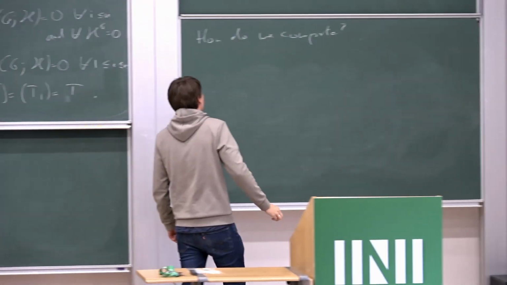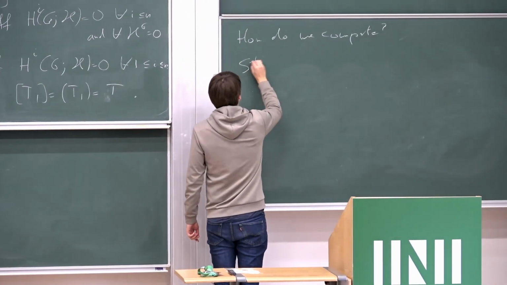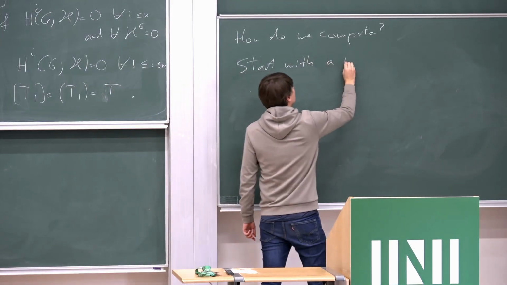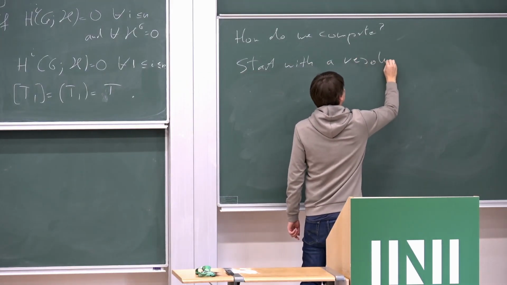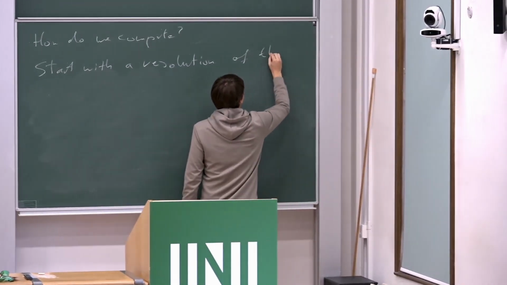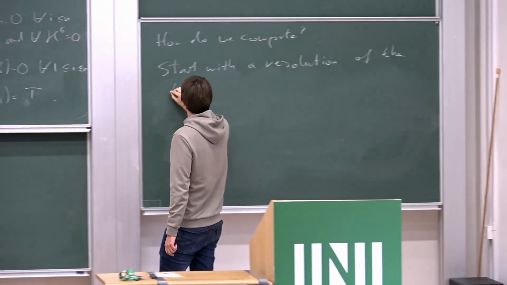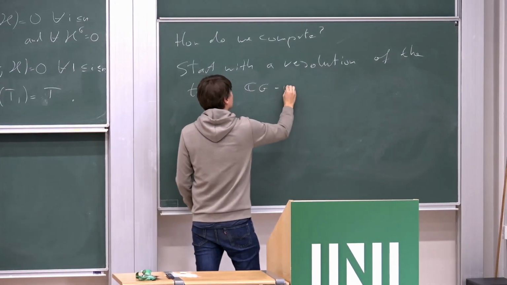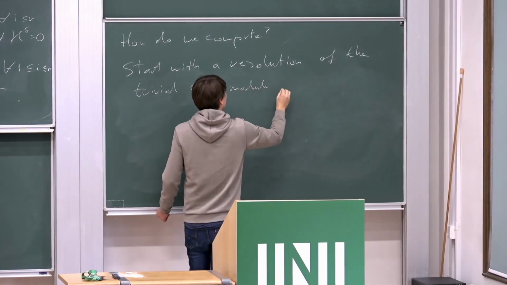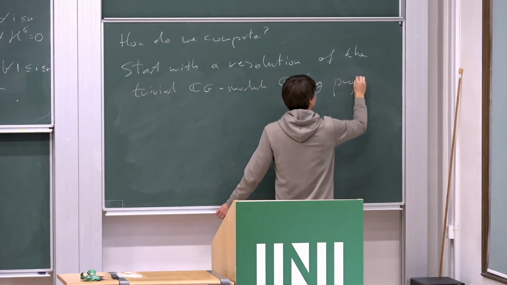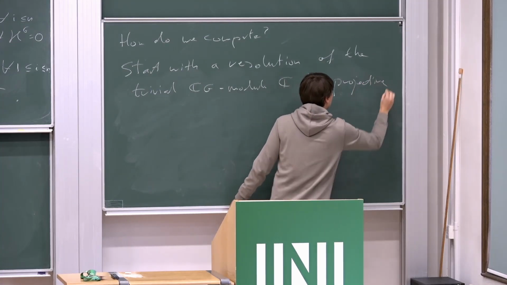Okay, how do you compute cohomology? So you start with a resolution of the trivial CG module C by projective modules. Okay, I guess we all know this.